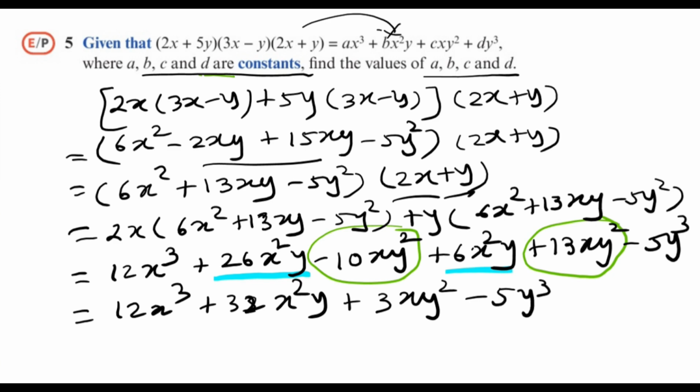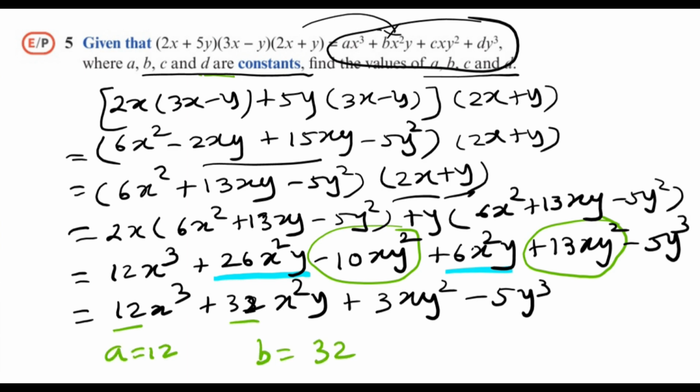Now compare this answer with what they have given to us. That will help us to find the values. So our A is 12, B is 32, C is equal to 3 and D is equal to minus 5. Don't forget to write the answer in the form of A, B, C and D.